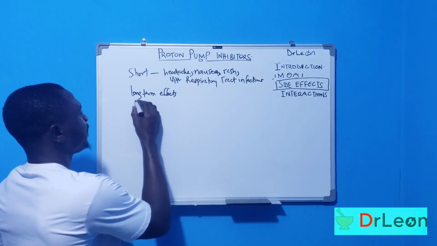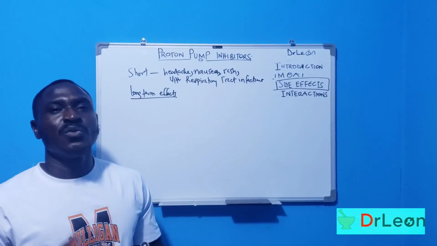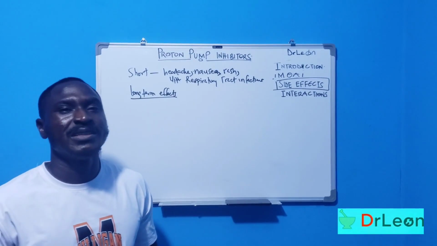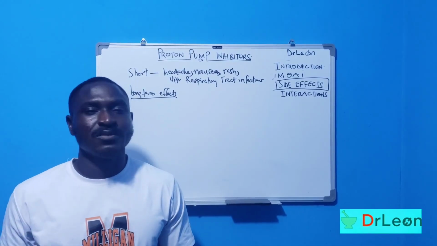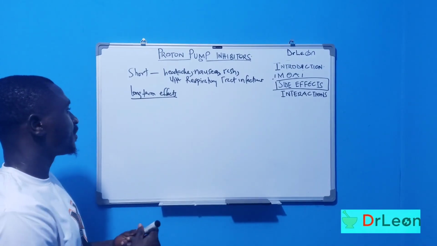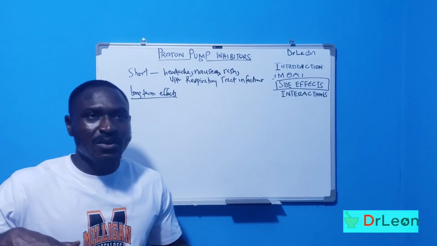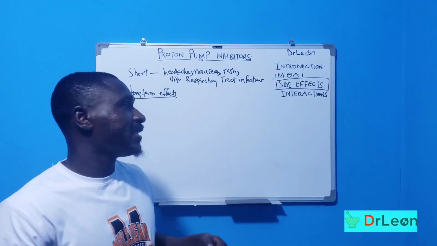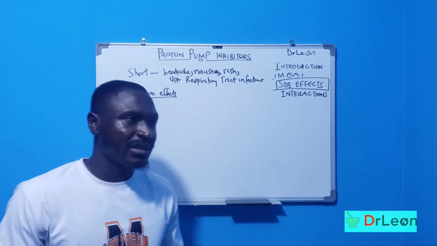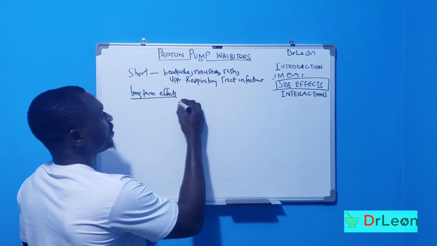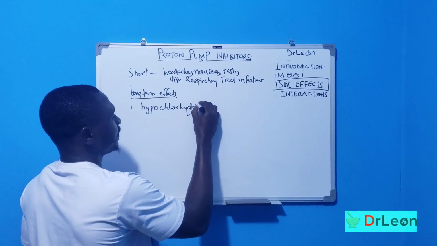And then the long-term side effects, as I said, are the effects that the patients will experience when they are on these medications, the proton pump inhibitors, for a long period of time, like 3 months to about 6 months and a year or more. So some of these long-term effects are actually due to the fact that since you are taking this medication to reduce the production of acid, it will get to a point you will get what we call hypochlorhydria.